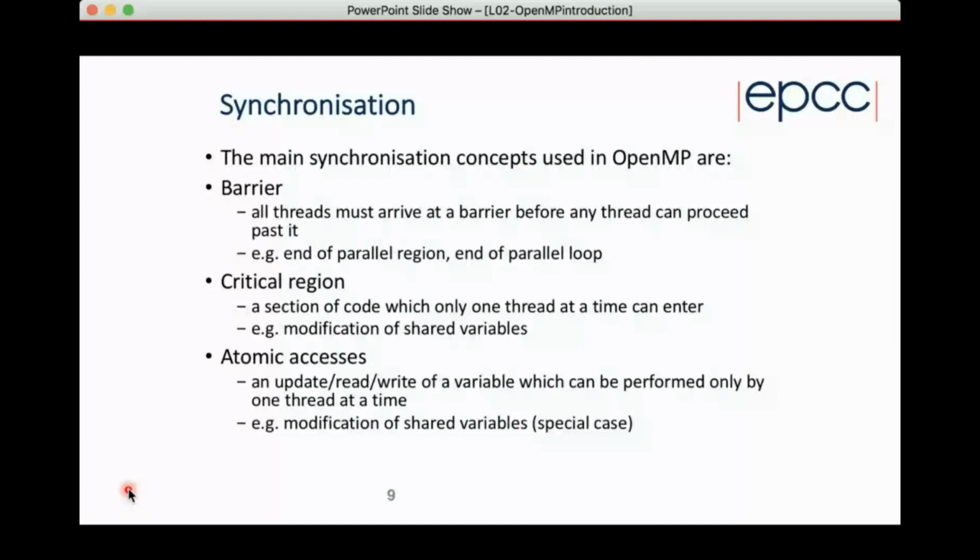And the reason that's separate is essentially that it's an optimization. It can be implemented typically on modern hardware. Atomic accesses can be implemented much more efficiently than general critical regions. So we'll talk more about those next week. Okay, any questions?